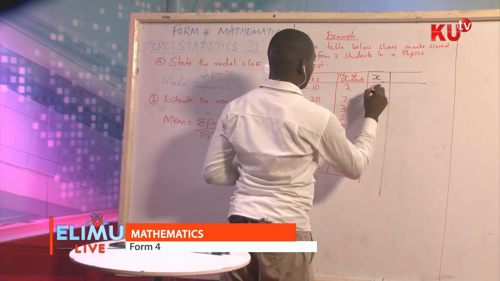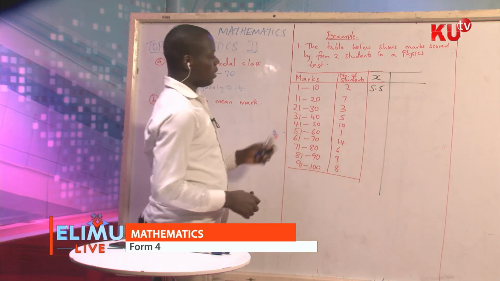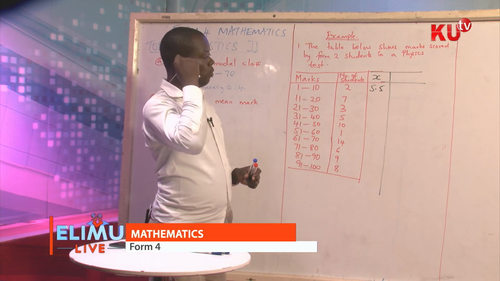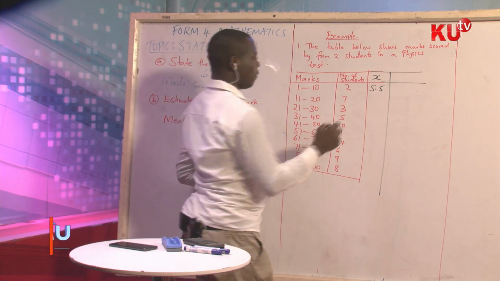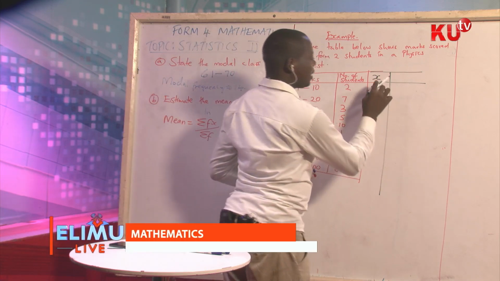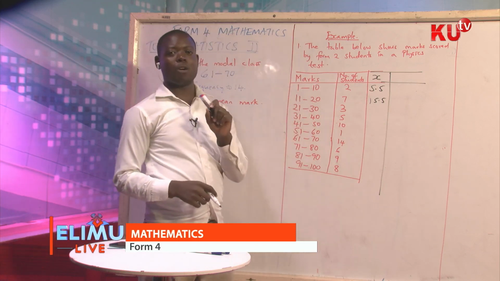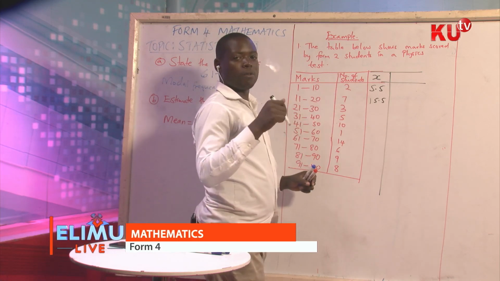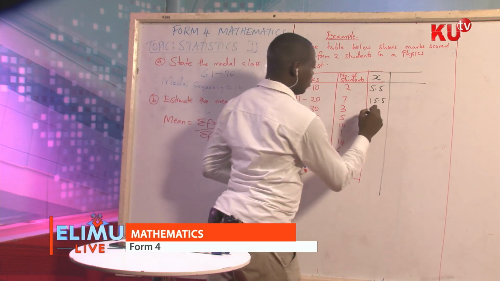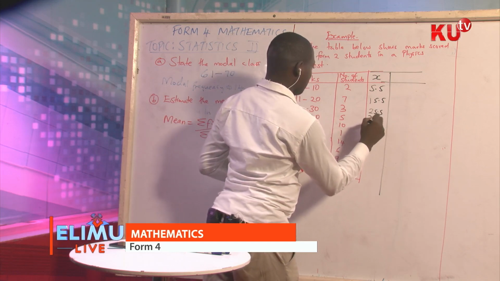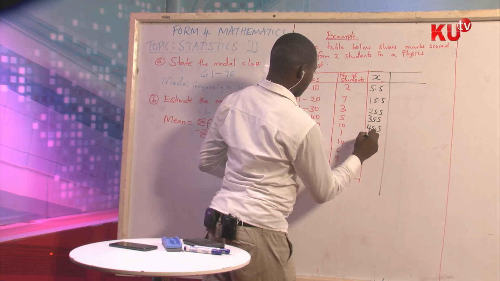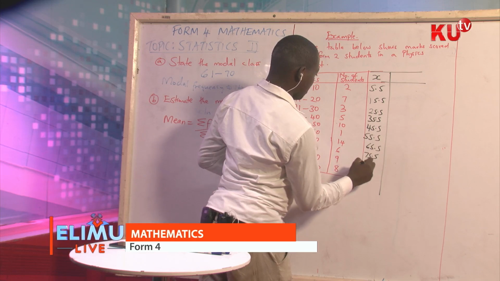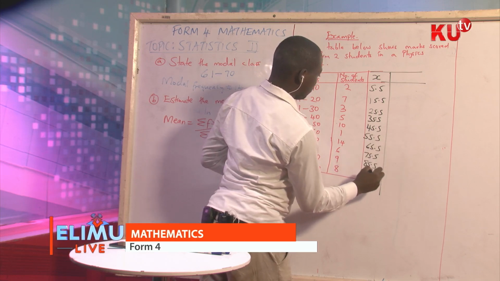Good. It's 5.5. Come to the second class. 11 plus 20 is 31. Divide by 2, that gives us 15.5. And because the difference is the same and these classes have an equal interval, it means the subsequent classes will have an addition of 10, 10, 10. So this will be 25.5, 35.5, 45.5, 55.5, 65.5, 75.5, 85.5, and 95.5.